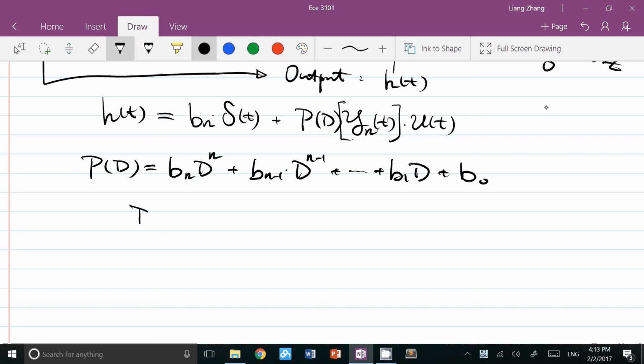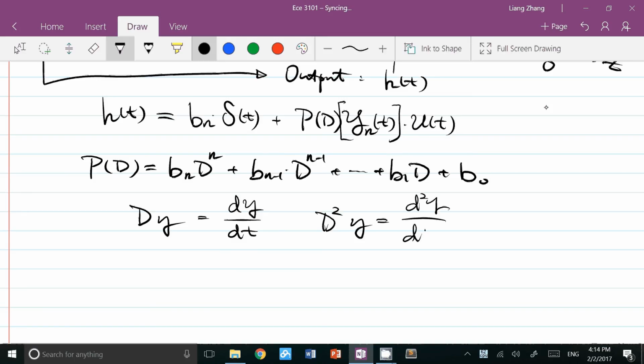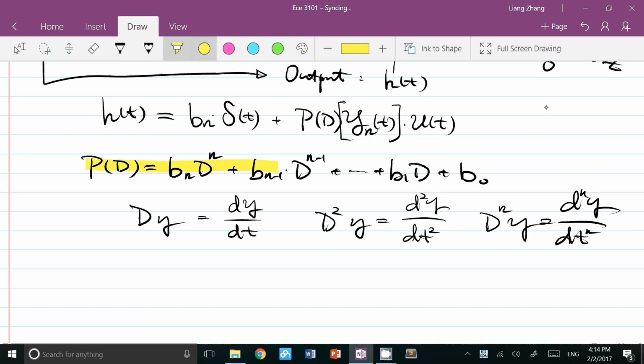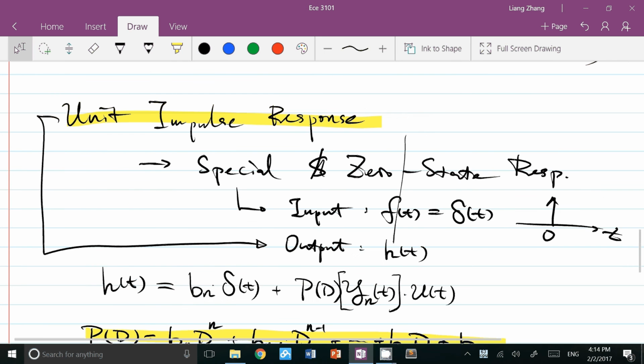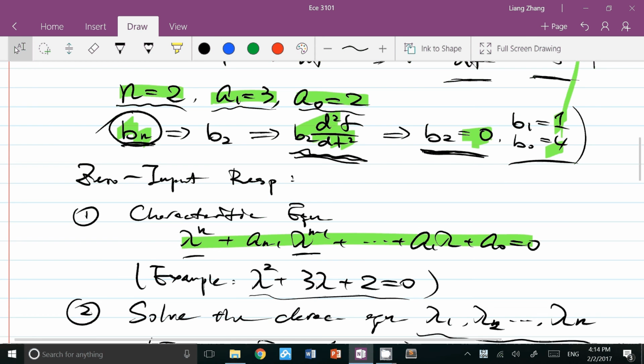So if we write Dy, it means we're taking the derivative of signal y with respect to t once. If we write D squared times y, that means we're taking the second derivative of the signal with respect to time. If I'm writing D^n times y, that means I'm taking the nth derivative. So, as you can see, now P of D, this polynomial, actually represents exactly the polynomial of the differential equation on the right-hand side.